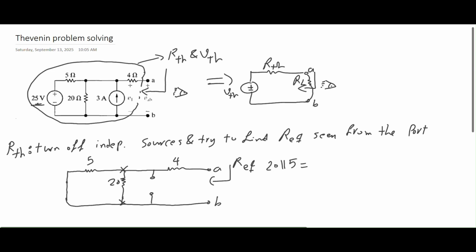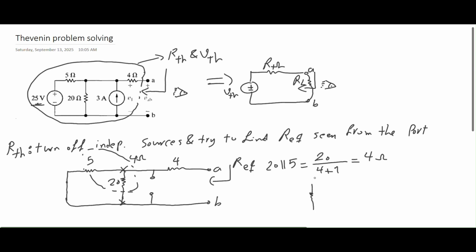If one resistor is n times bigger than the other one, the parallel equivalent would be the bigger one divided by n plus 1. So 20 is 4 times bigger than 5, so the parallel would be 20 divided by 4 plus 1, which would be 20 divided by 5, that would be 4 ohms. So the equivalent of these two resistors is 4 ohms.